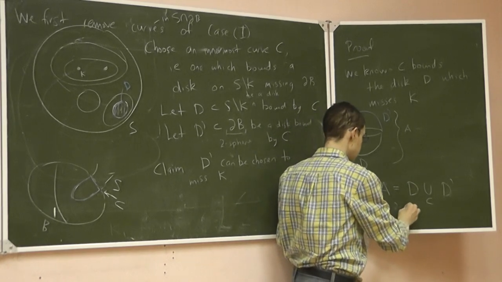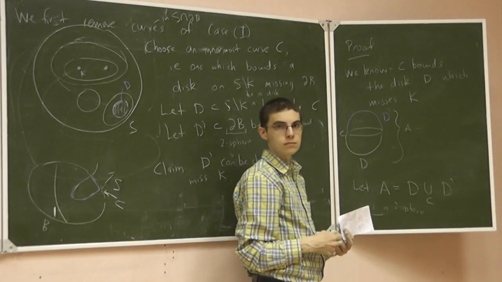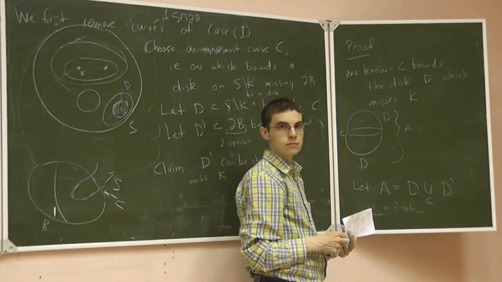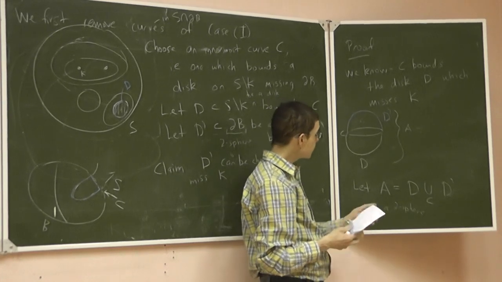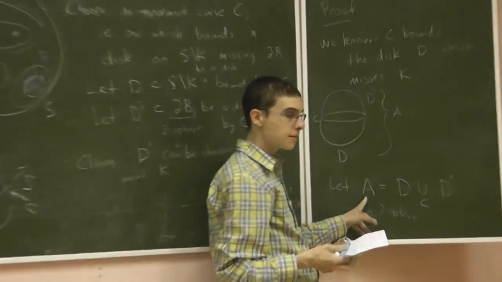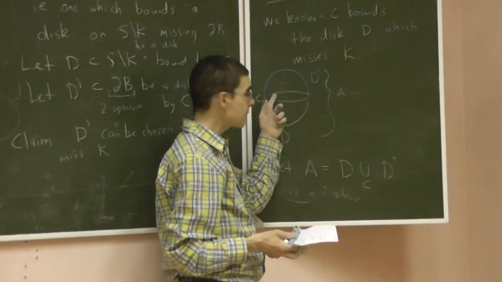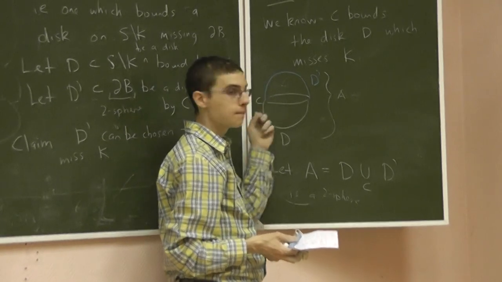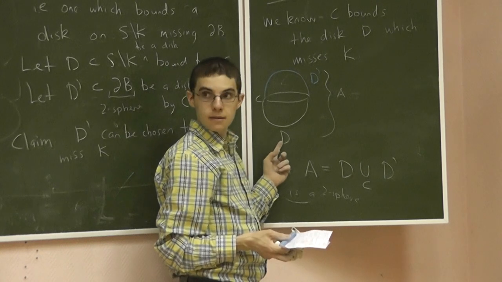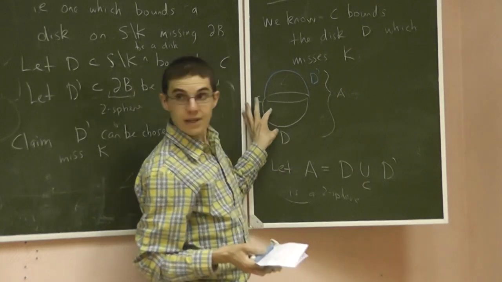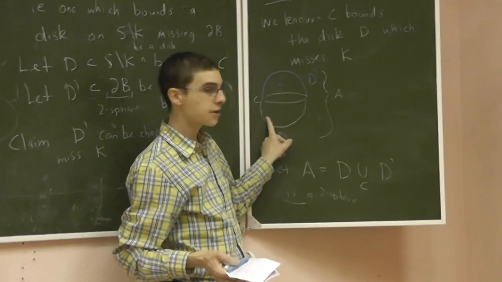То есть, понимаете, да? Мы одно взяли из одной, другое из другой, но поскольку они, там круг, склеены по окружности, значит получилась сфера. Okay, so we have a two-sphere A, where its lower hemisphere is D, and its upper hemisphere, if you like, is D prime. Now, D is just the lower hemisphere. It misses K, so K can't cut through this part.